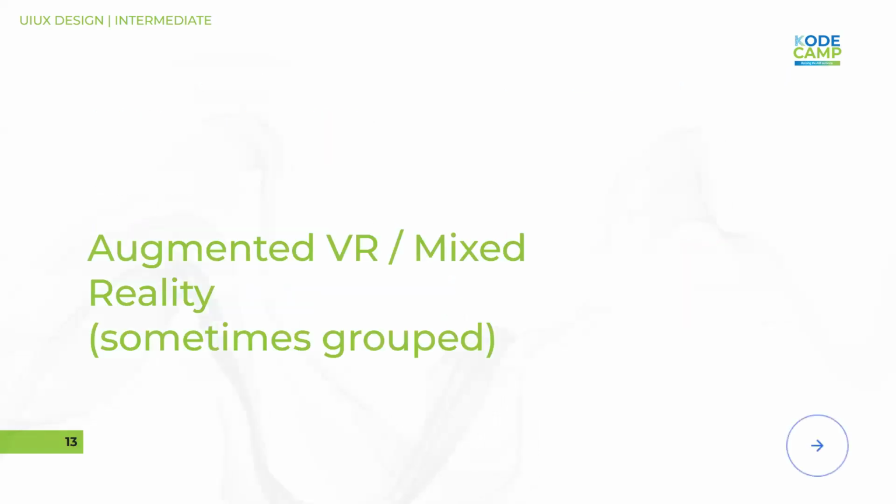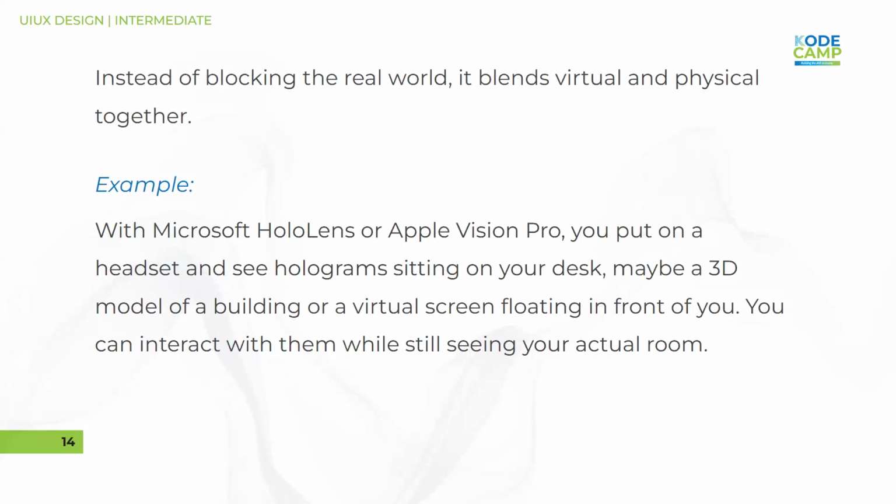And finally, we'll be looking at augmented VR, that's mixed reality. This is sometimes grouped, so this is something a little bit different. Instead of blocking the real world, it blends virtual and physical together. With Microsoft's HoloLens or Apple Vision Pro, you put on a headset and see a hologram sitting on the desk. Maybe a 3D model of a building or a virtual screen floating in front of you. Then you can interact with them while seeing your actual room.